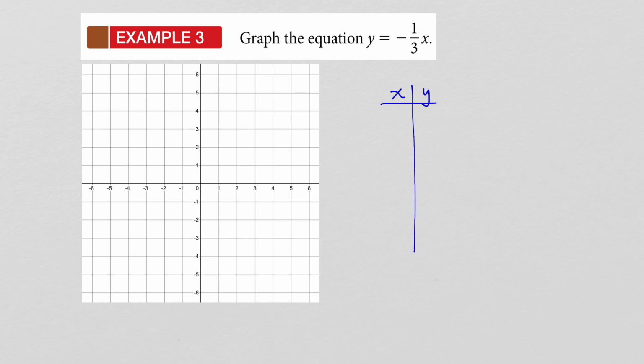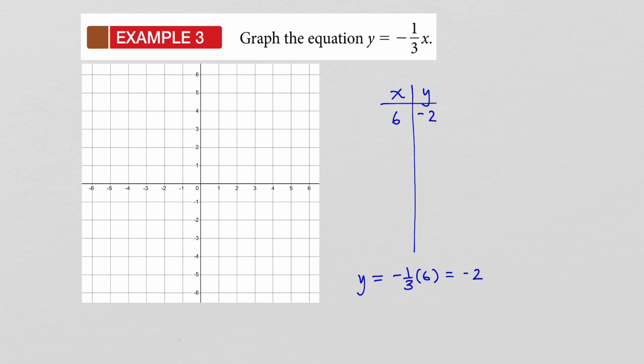And what I'm going to do is plug in numbers for x and then figure out what the corresponding y value would be. And I'm going to plug in smart numbers here, okay? So I'm going to plug in x equals 6 as my first choice. So if x is equal to 6, y is going to be -1/3 multiplied by 6. And this gives us -2.